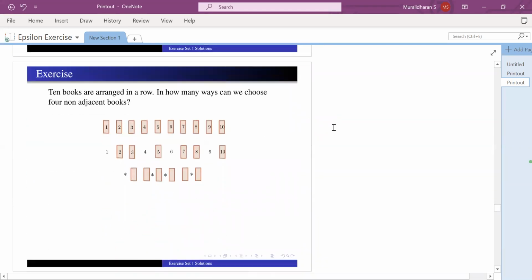And 325. Okay, the next one. 10 books are arranged in a row. In how many ways can we choose 4 non-adjacent books?